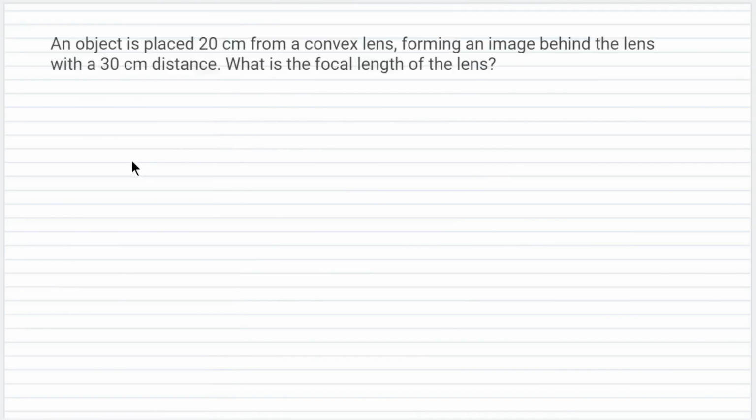So first problem: an object is placed 20 centimeters from a convex lens, forming an image behind the lens with a 30 centimeter distance. So what is the focal length of the lens? Ito napakadali lang na problem kasi we are given the distance of the object and the distance of the image. And when we say that we are given a convex lens, we are expecting that the focal length should be positive.